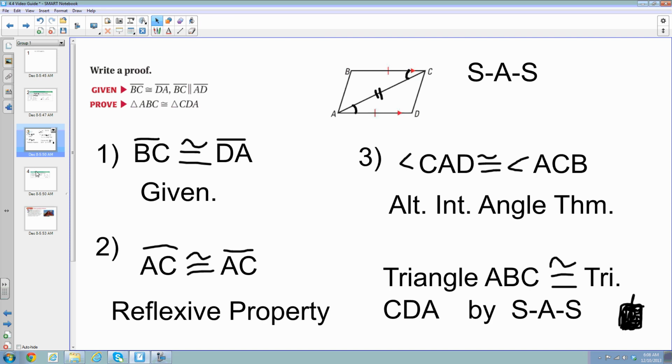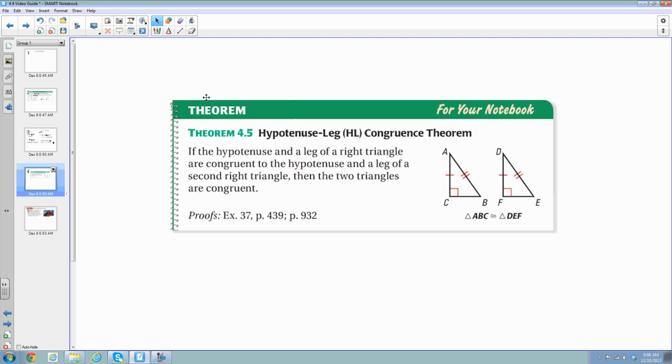Alright, so that's how side angle side works. The next theorem is hypotenuse leg, and it's very self-descriptive. You need right triangles for this one. If the hypotenuse and leg of a right triangle are congruent to the hypotenuse and a leg of a second right triangle, then the two triangles are congruent. So, in a right triangle, if you have the two hypotenuses the same length and two of the legs the same length, then the triangles have to be congruent.